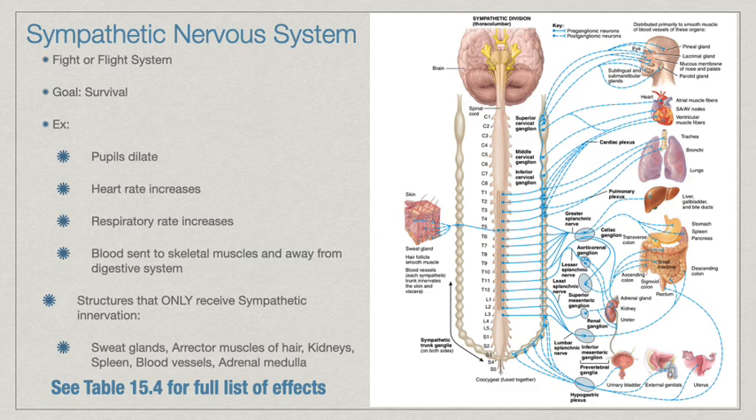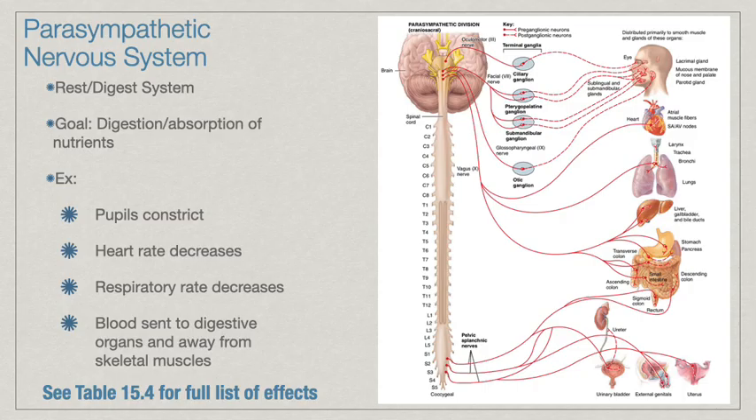Table 15.4 in your textbook has a list of every effect of the sympathetic nervous system if you'd like to see them. Let's compare and contrast that now with the opposite system, our parasympathetic nervous system. This is our rest and digest system. So this is our relax system. Our goal here is going to be a lot of digestion and absorption of our nutrients.